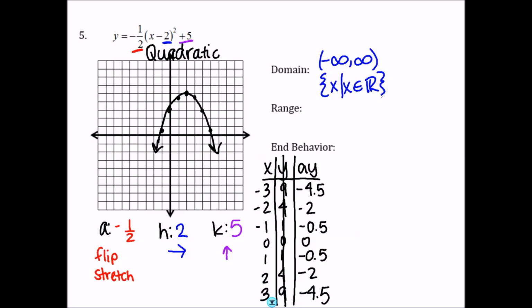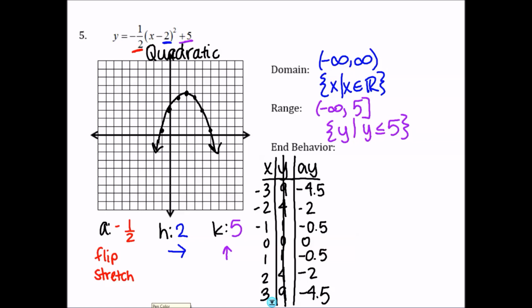The range, however, is definitely different than the 0 to infinity range that we looked at the other day. The lowest that the graph goes is negative infinity. The highest that the graph goes is 5. In set notation, this would be y, such that y is less than or equal to 5.